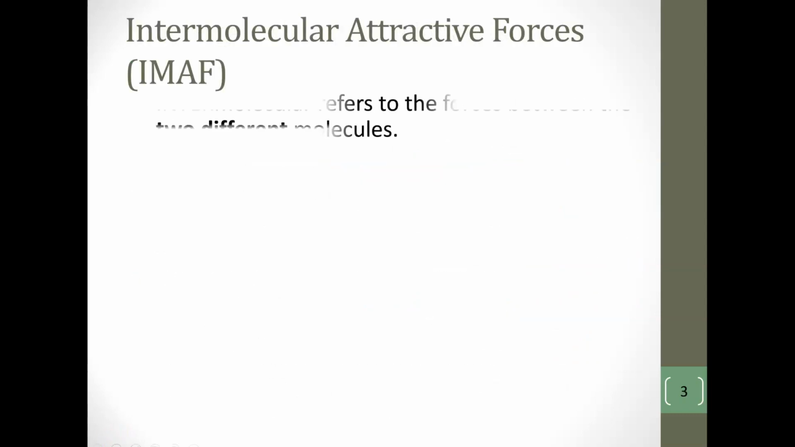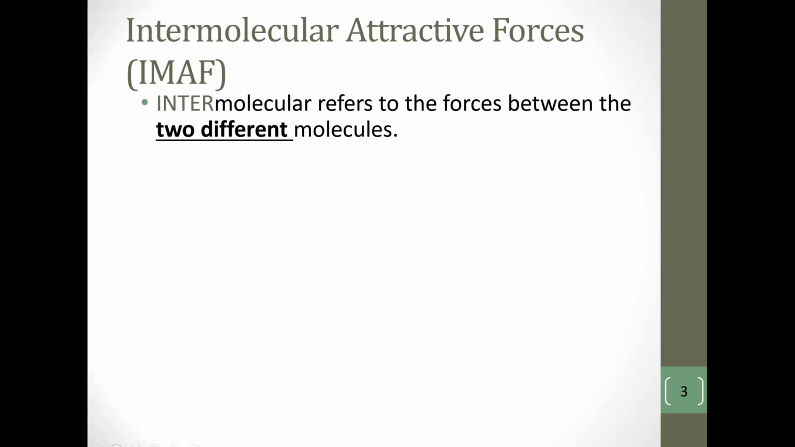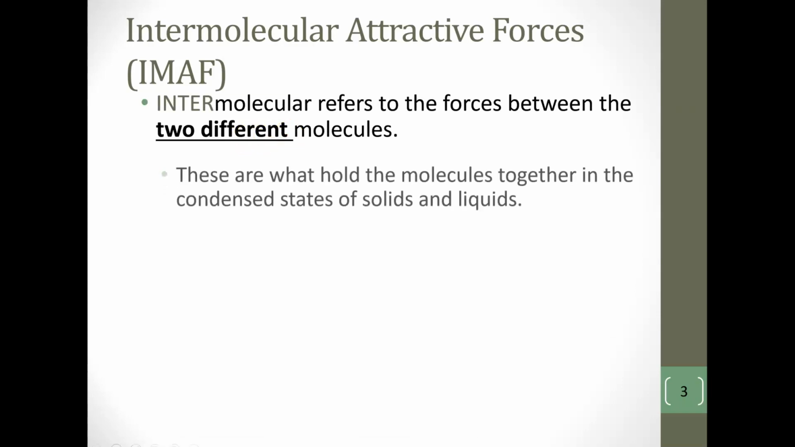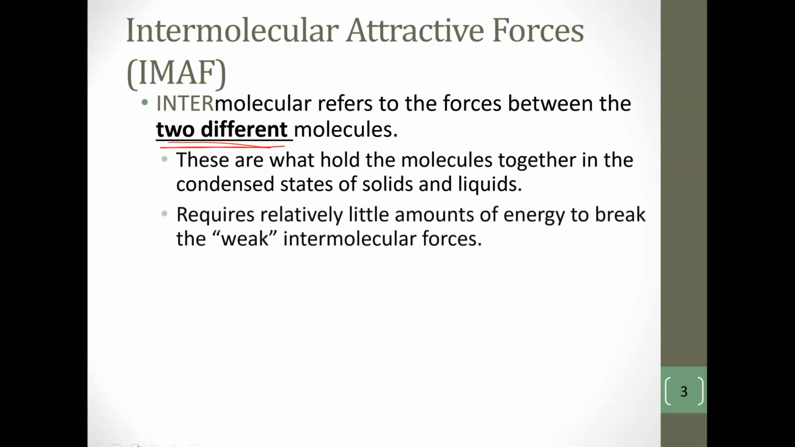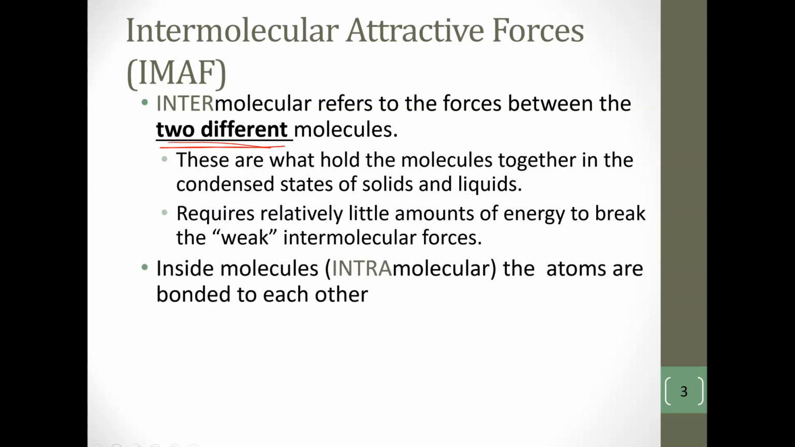Now, there's several different kinds of them. Okay, they refer to the forces between two different molecules. The ones that we're used to dealing with are polar covalent bonds, nonpolar covalent bonds, and ionic bonds. Those are inside the molecule. This is between two different molecules, and it would hold the molecules together in the condensed states. Okay, it takes a little bit of energy to break them because they are relatively weak, or at least the ones that are weak are really easy to break.